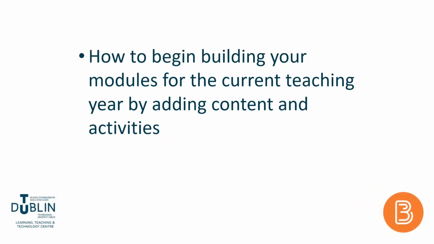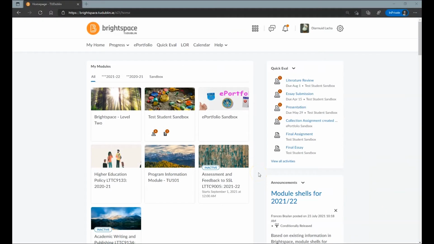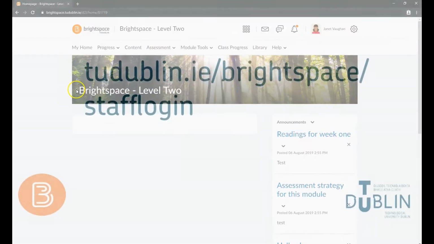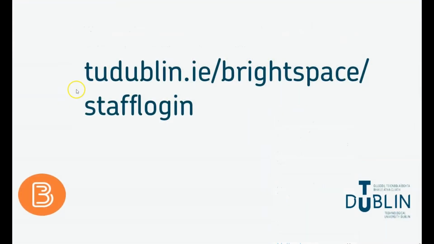This video will show you how to build out your modules from scratch by adding and creating content and activities. Firstly, select your module from the Module Selector widget. If you can't see the module you'd like to work with, you may need to submit a request to be manually enrolled. Information about this process can be found at tudublin.ie/Brightspace/staff login.